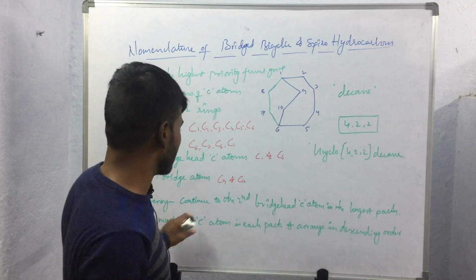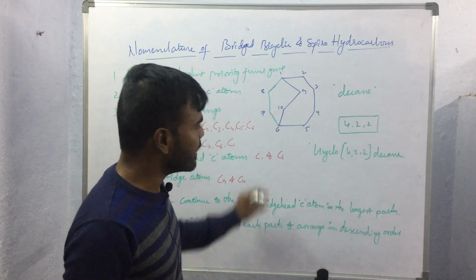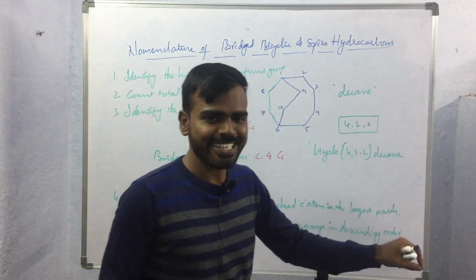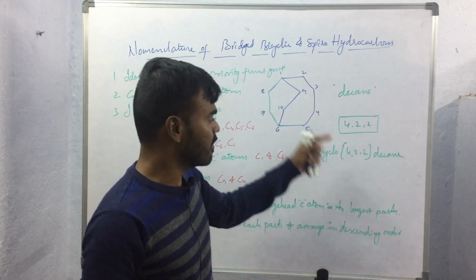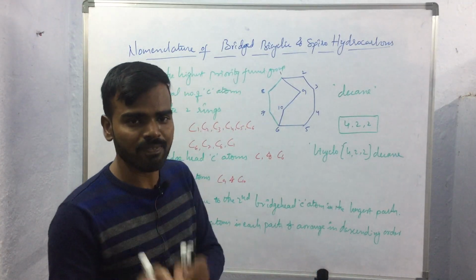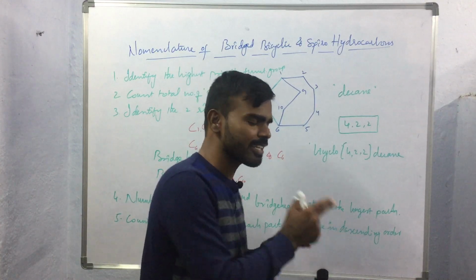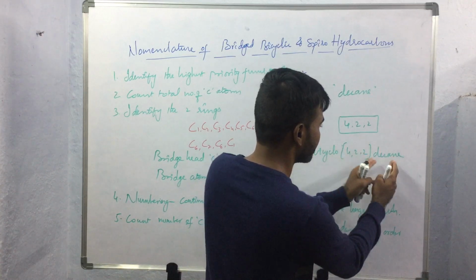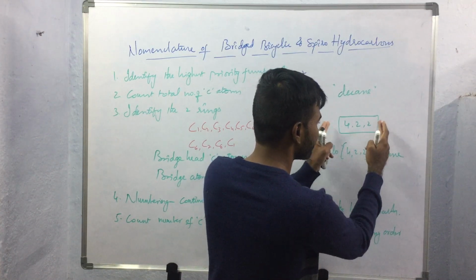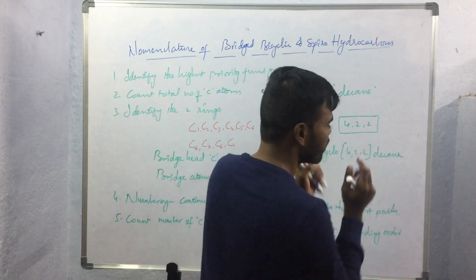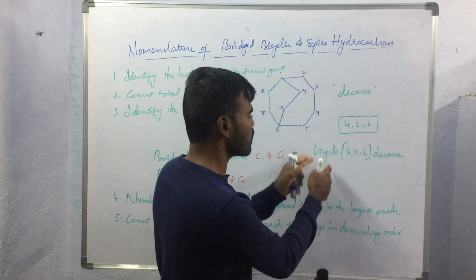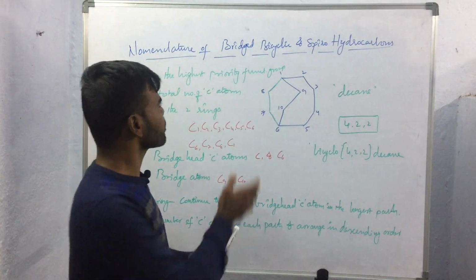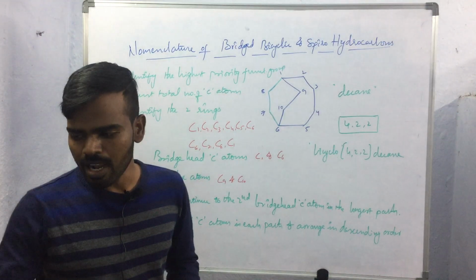Then finally we have to count the number of carbon atoms in each path, and those numbers have to be arranged in descending order, and we did this. Then we use the prefix bicyclo for all bicyclic compounds, and between the prefix bicyclo and the root name, the descendingly ordered numbers are arranged. So the name of the compound will be bicyclo[4.2.2]decane. Like this we will be naming the bridged bicyclic compounds.